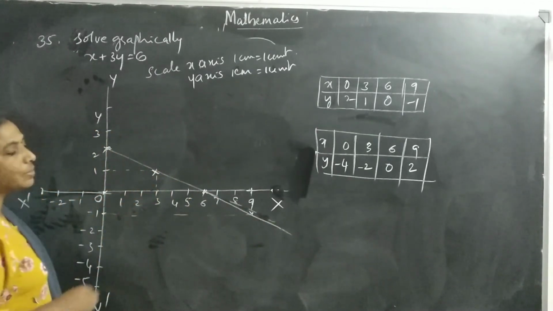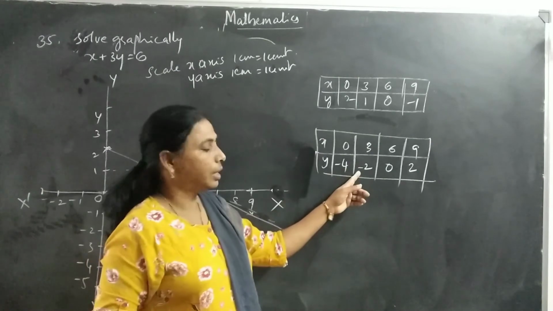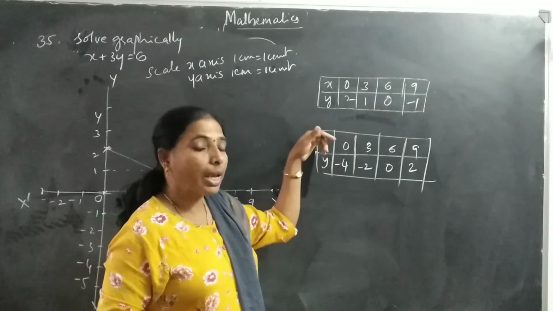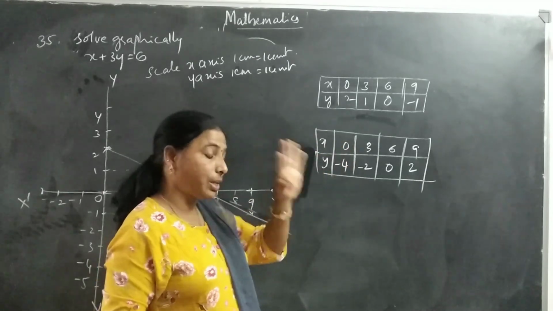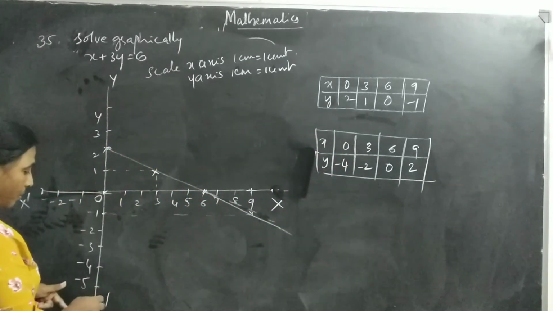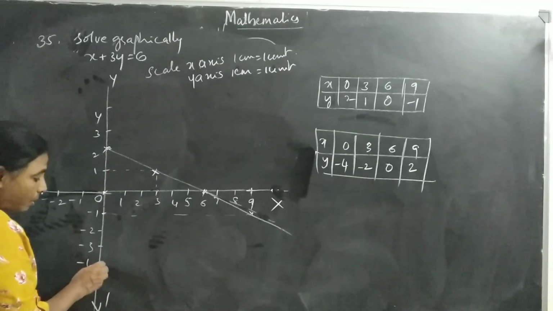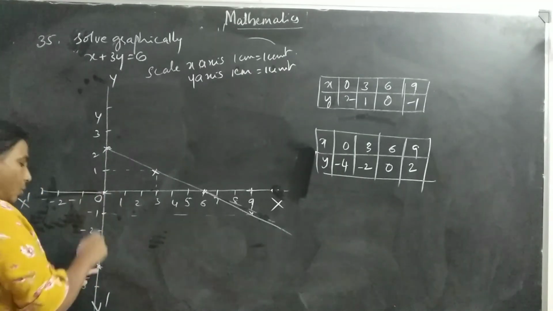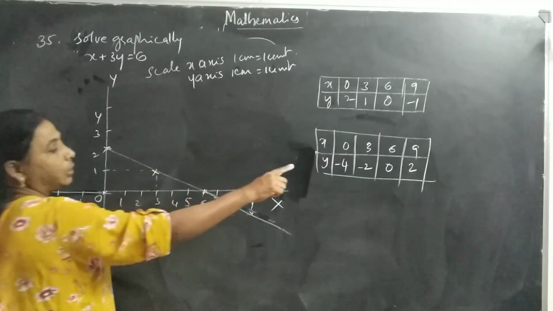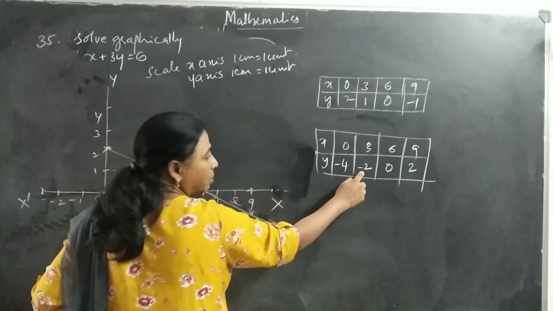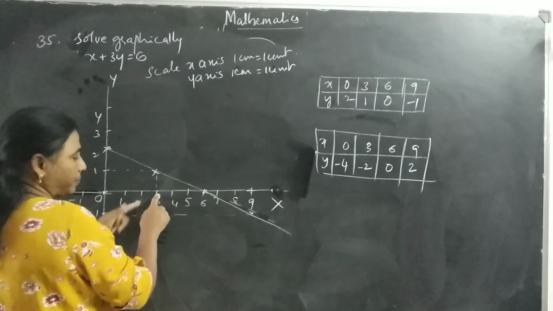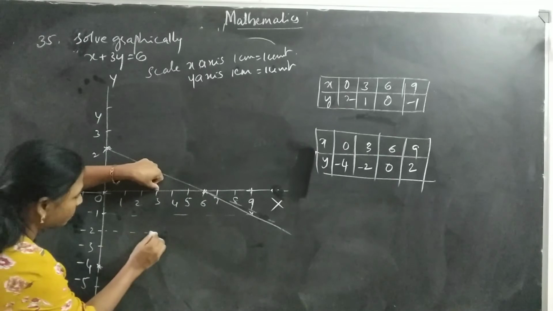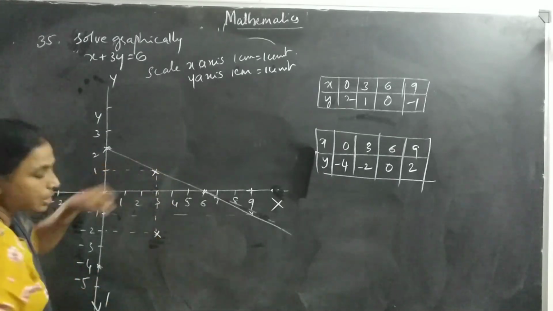Next one, let us go for the next one here. The second one. In this 0 to minus 4, x is 0 whereas y is minus 4. Y is minus 4 means, this is x is 0, 0 to minus 4. 3 to minus 2. From 3 you should go to minus 2. 3 in x. From here to minus 2 comes down. This is minus 2. 3 to minus 2.